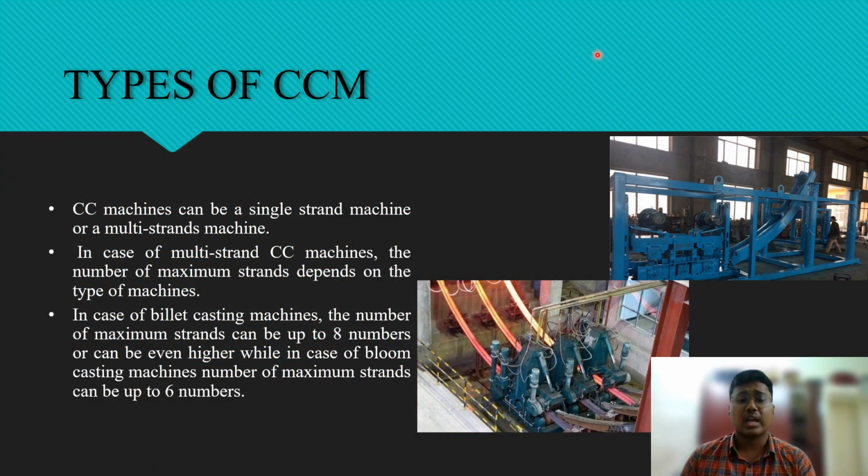Types of continuous casting machine. Continuous casting machines can be a single strand machine or a multi-strand machine. The strands refer to the area where the solidified metal passes. This is the strands. In case of multi-strand CCM machines, the maximum number of strands depends on the type of machine. In a billet casting machine, the number of strands can be up to 8 or even higher, while in a bloom casting machine, the number of strands can be up to 6.